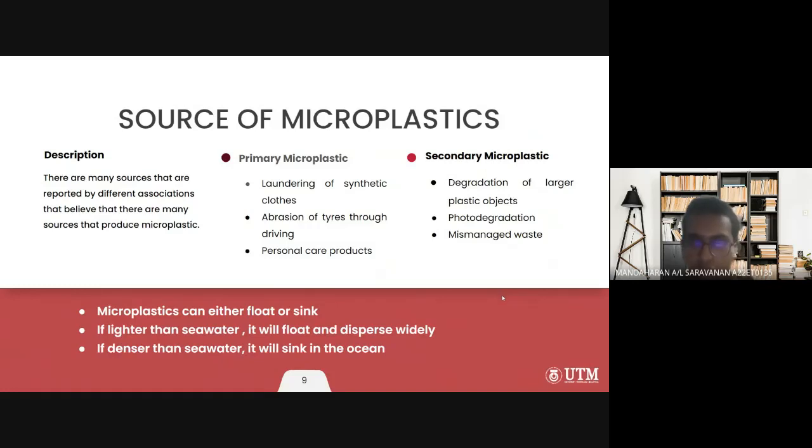Microplastic can either float or sink. If it's lighter than seawater, it will float and disperse widely. If it's denser than seawater, it will sink in the ocean.